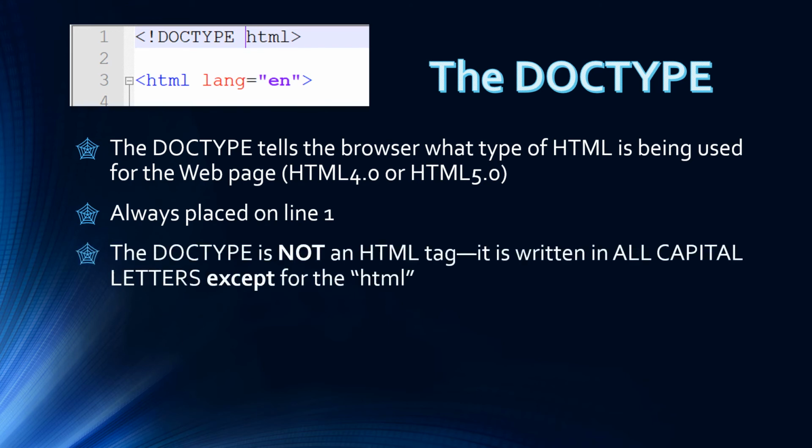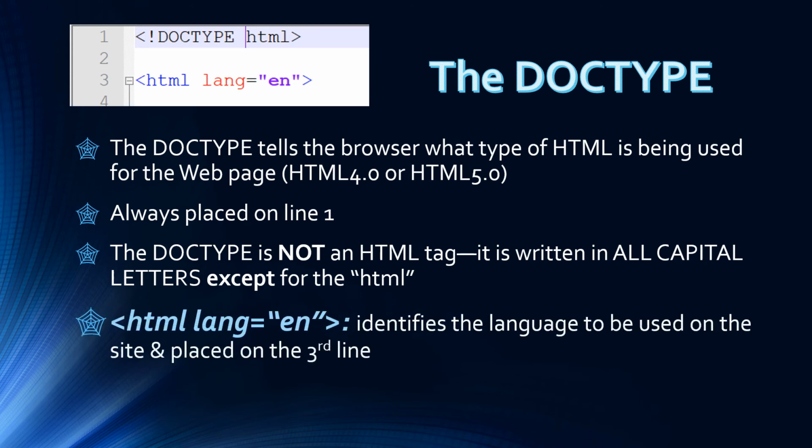The doc type is not an HTML tag. It is written in all cap letters except for the word HTML. Notice there is not an opening or a closing because it's not a tag. The HTML lang equals EN identifies the language to be used on the site and is placed on line 3. Notice that the HTML is the element, lang is the attribute, and EN is the value.